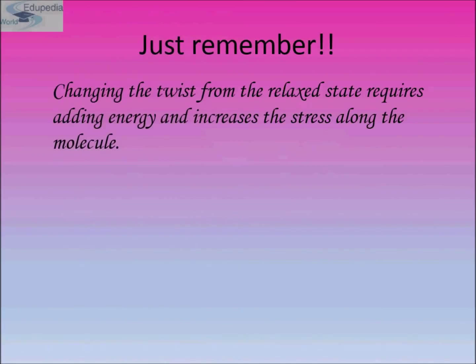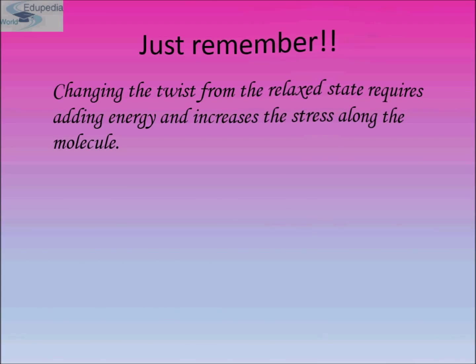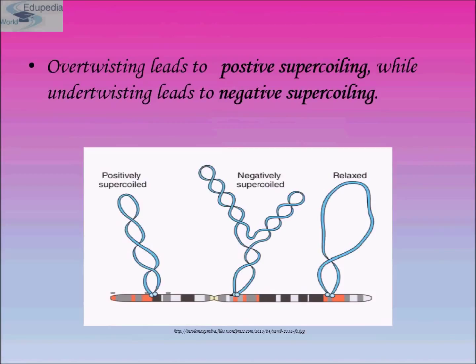Just remember that twisting from a relaxed state requires adding energy and increases the stress along the molecule. As I have told you, overtwisting leads to positive supercoiling, while undertwisting leads to negative supercoiling. This is a chromosome, this is a chromatid, and this is overtwisting that has led to a positively supercoiled structure, and this is a relaxed state, and this is the negatively supercoiled structure because untwisting has been done.